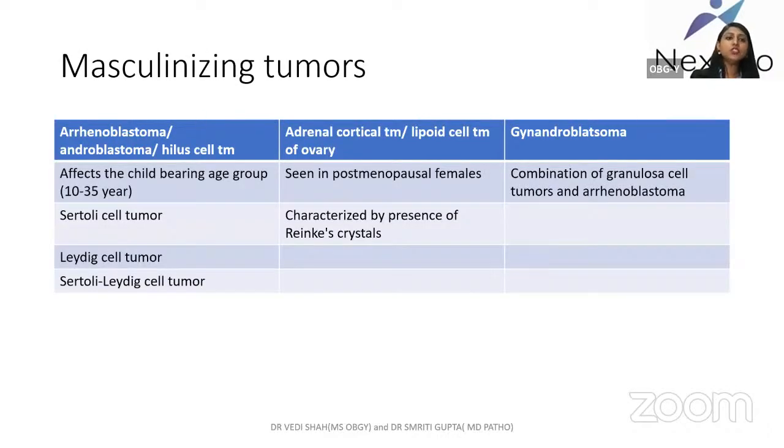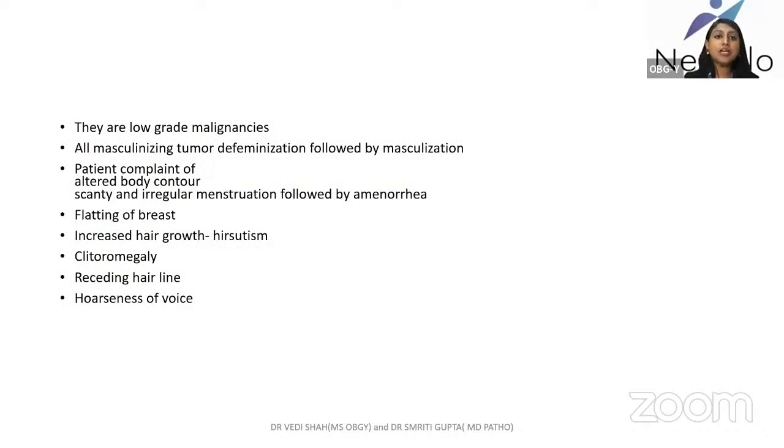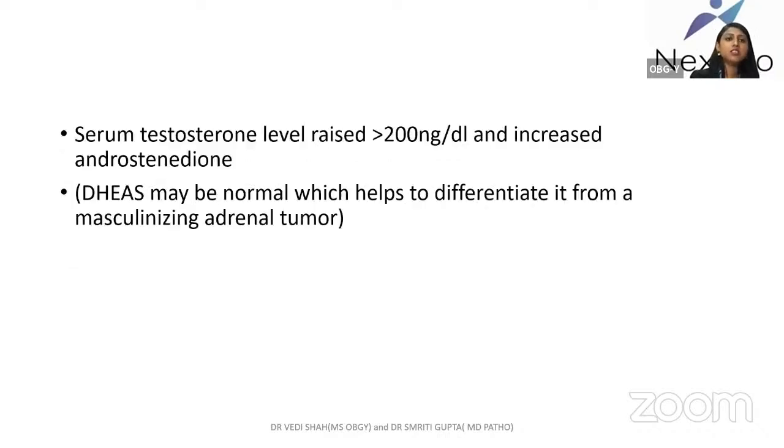Next are the other masculinizing tumors, particularly the arrhenoblastoma, which is also called the Hilus cell tumor or the androblastoma. The others would be the Sertoli and the Leydig cell tumor. These are going to produce androgen. These androgens cause masculinization in the female, and the patient comes to us with that complaint, or there would be development of hirsutism or virilization, receding of the hairline, hoarseness of voice, or clitoromegaly. Because of all these symptoms, the patient comes to us at a relatively earlier stage, and we can manage such a condition.